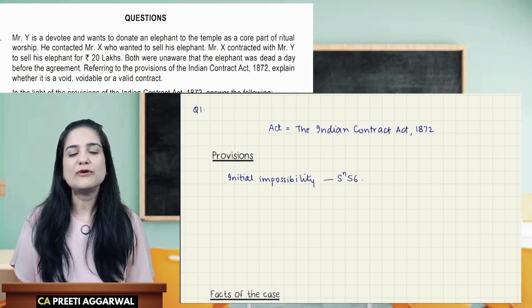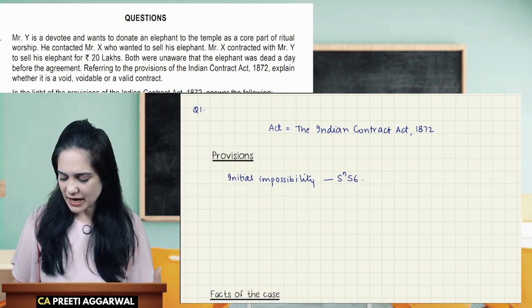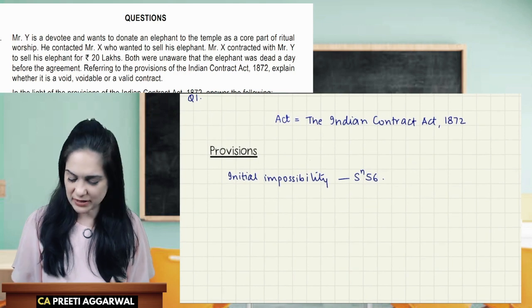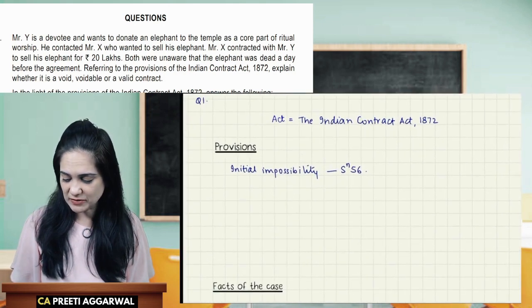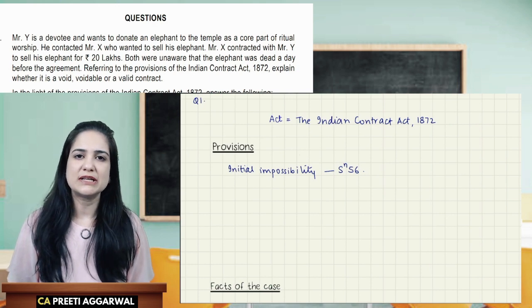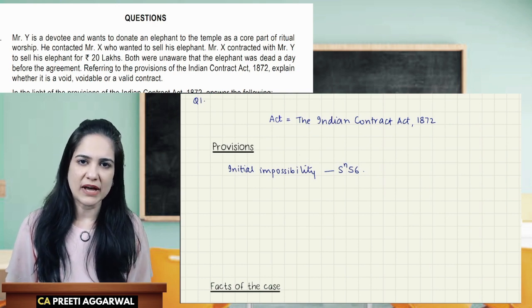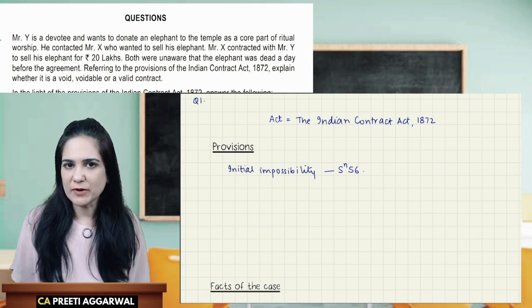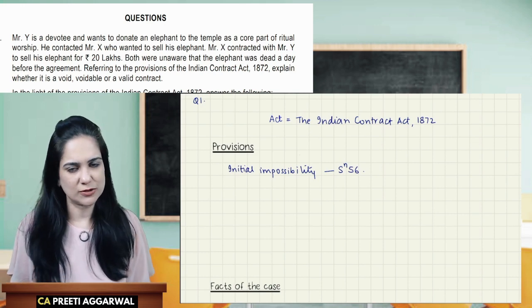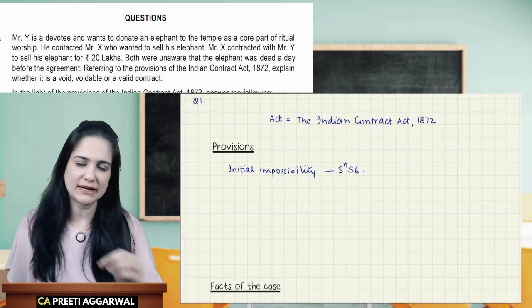Okay, so what will you write about initial impossibility? Here I will guide you later on. I think once you get the hang of it, I will not elaborate. Here I'll elaborate how you're supposed to frame this in sentence form. So you can write that the parties were unaware of the death of the elephant. The contract cannot be performed right from the beginning. This initial impossibility makes the contract void ab initio. Okay, so that is how you will frame it into a sentence.